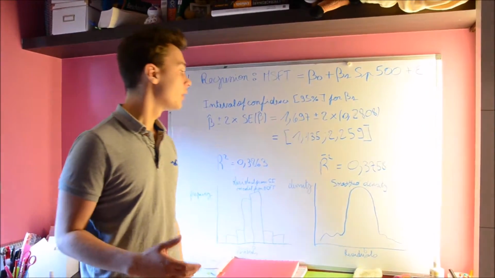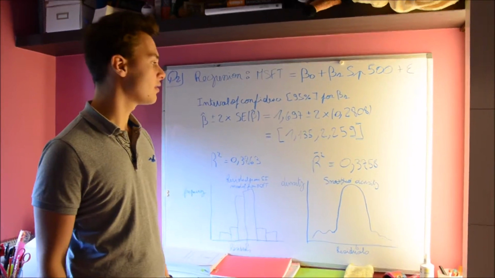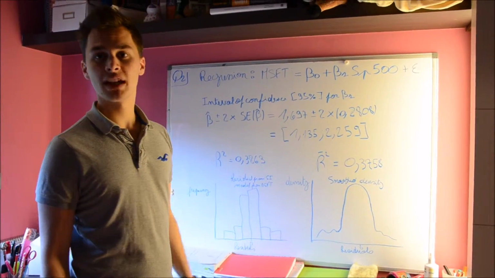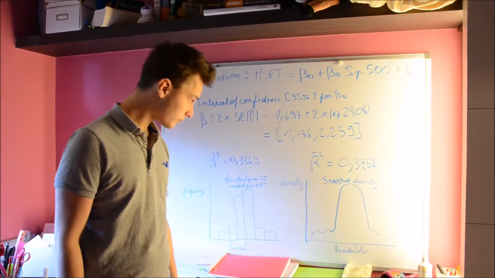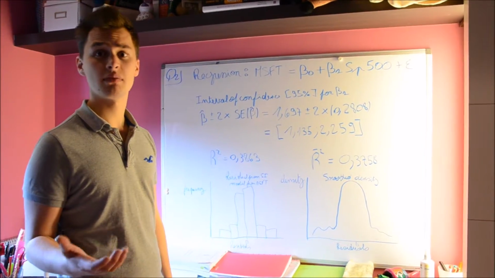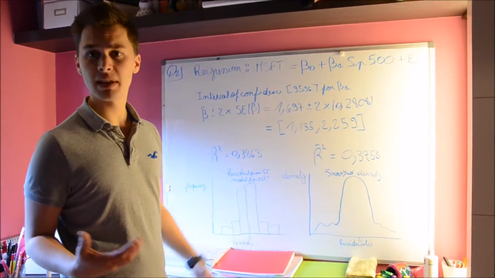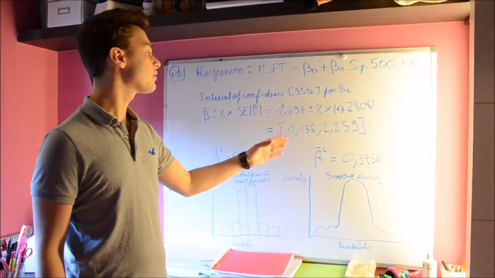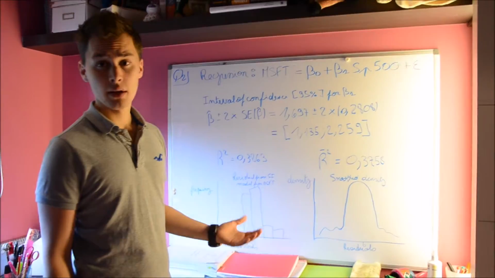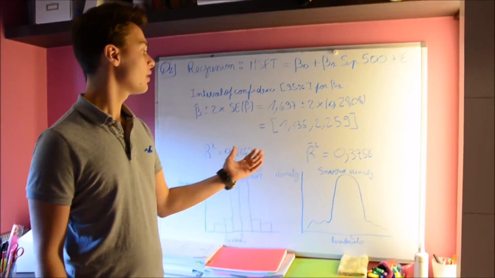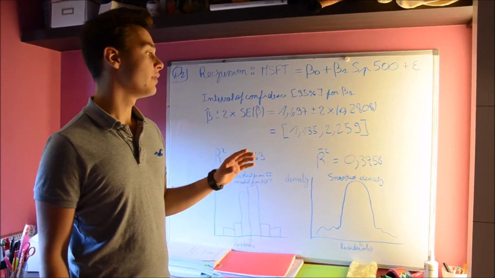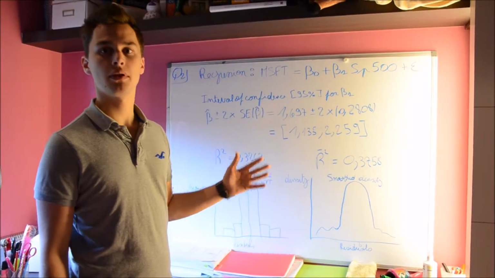It's not enough. So a way to increase this number is to add some explanatory variables. But if we add some explanatory variables, we have to keep in mind that the adjusted R-squared can decrease. Why? Because for the adjusted R-squared, there is a penalty when we add some explanatory variables.